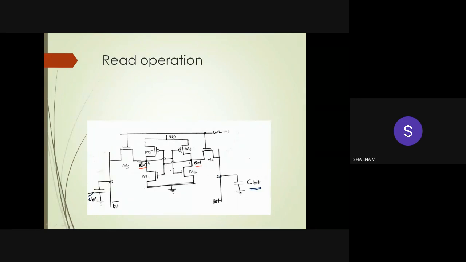So we are assuming the contents of memory locations like Q is equal to 1 and Q bar equal to 0. Okay, so this is the initial contents we assume. Now we have to read the contents. Okay, so Q is equal to 1, Q bar equal to 0.